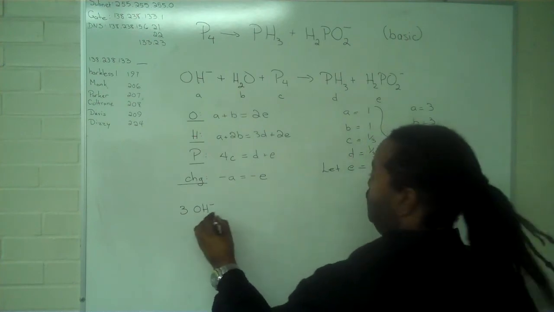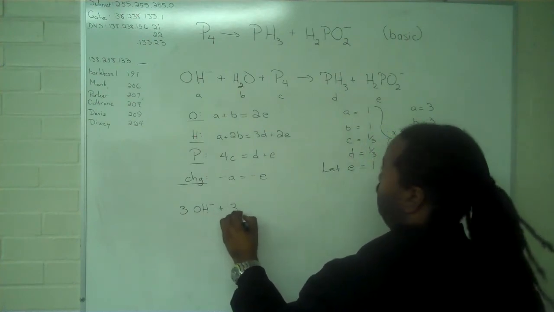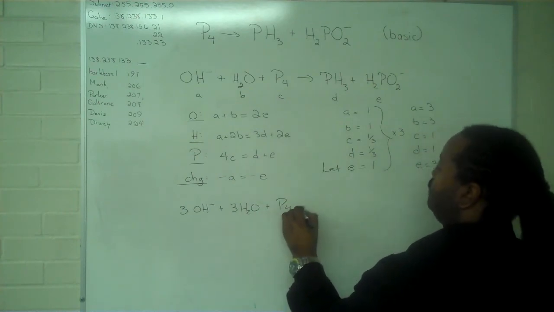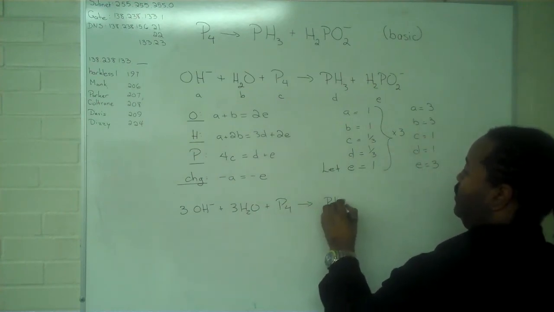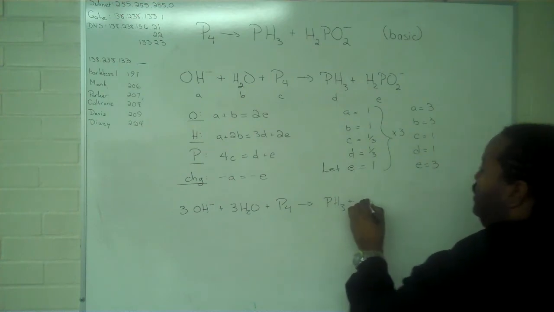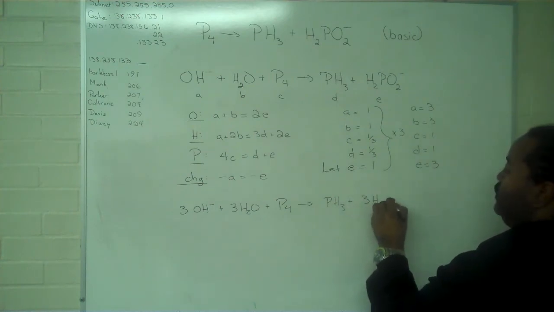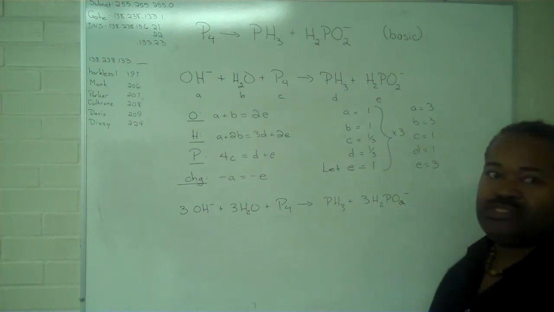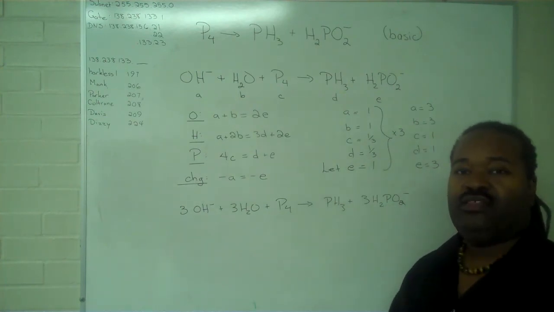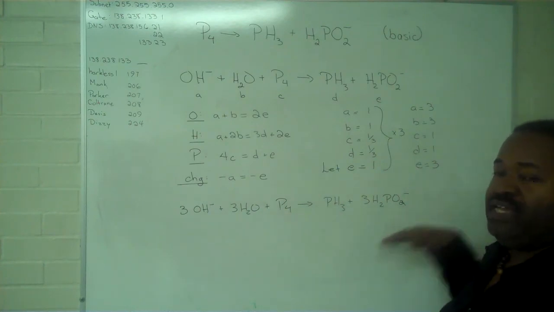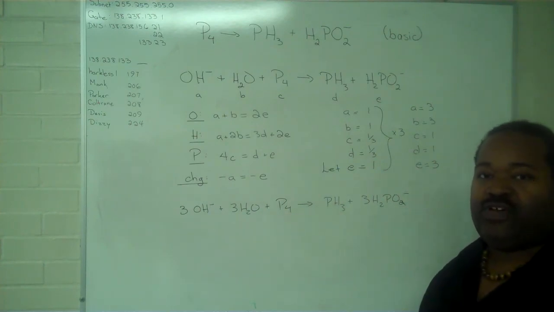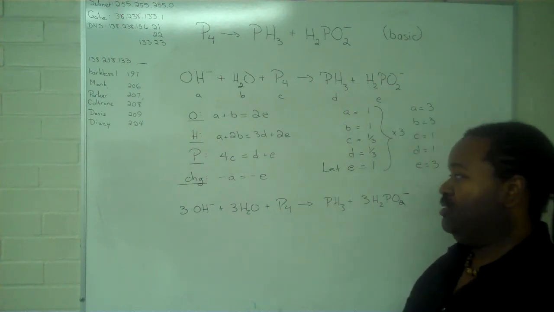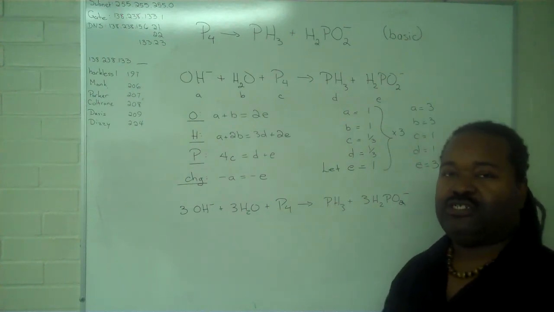So A equals 3, B equals 3, C equals 1, D equals 1, and E equals 3. And so it's left as an exercise to the viewer to verify that this balanced reaction satisfies all the requirements of balancing a redox reaction. That the mass is all balanced and that the charges are all balanced.